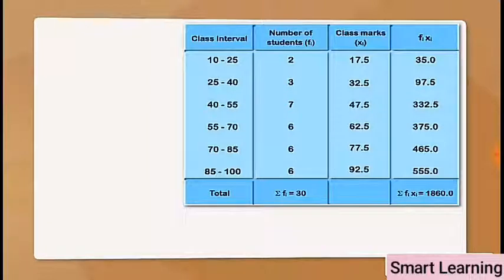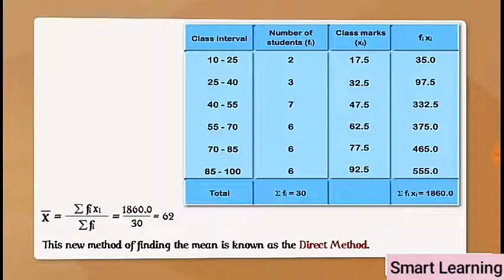The sum of the values in the last column gives us sigma fi xi. So the mean x bar of the given data is given by x bar is equal to sigma fi xi upon sigma fi. This implies 1860.0 upon 30 equals 62. This new method of finding the mean is known as the direct method.